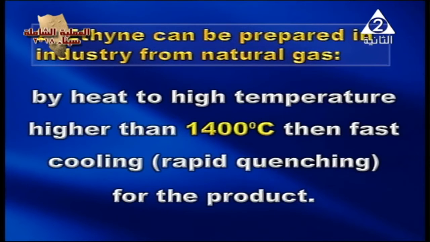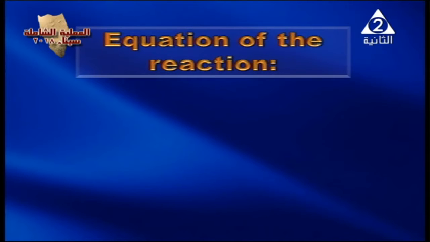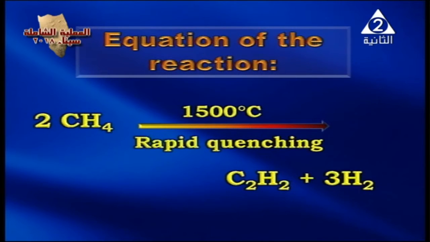The second way for the preparation of acetylene or ethine is the preparation in industry, where it is prepared from natural gas by heating to a high temperature higher than 1400 degrees Celsius, then fast cooling of the product, which we call rapid quenching. The equation of the reaction, as shown on the screen: 2 molecules of methane at 1500 degrees Celsius, then rapid cooling that we call rapid quenching, form acetylene gas, and 3 moles of hydrogen are produced.